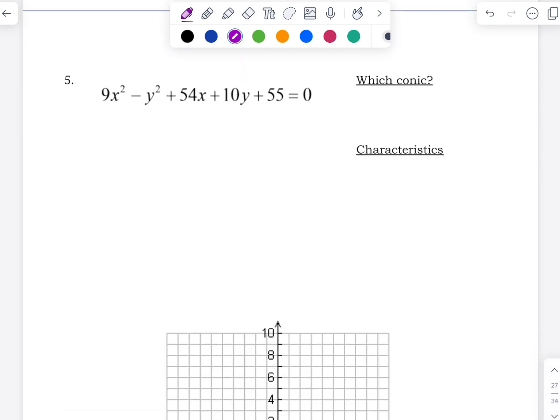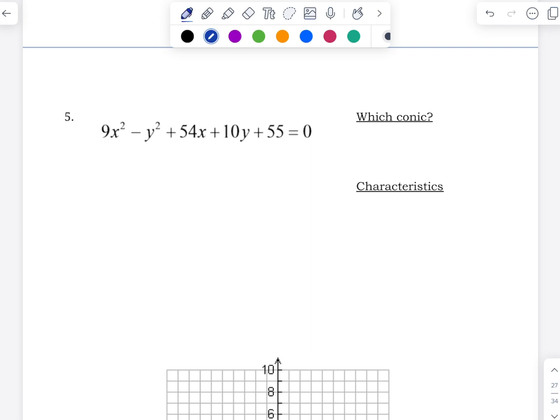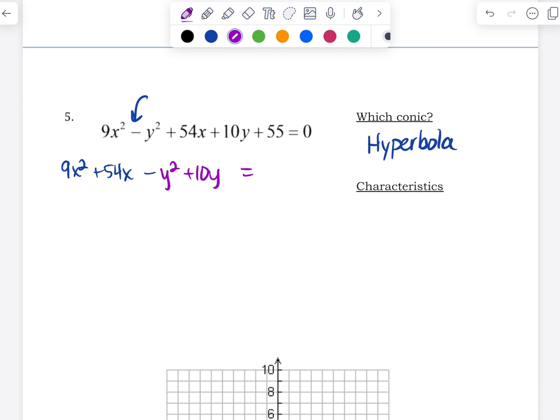And then last but not least, let's take a look at problem number 5. So notice we've got a negative here. My money is on that hyperbola, all right? So similar setup, 9x squared plus 54x, and then minus y squared plus 10y, and then equals negative 55.